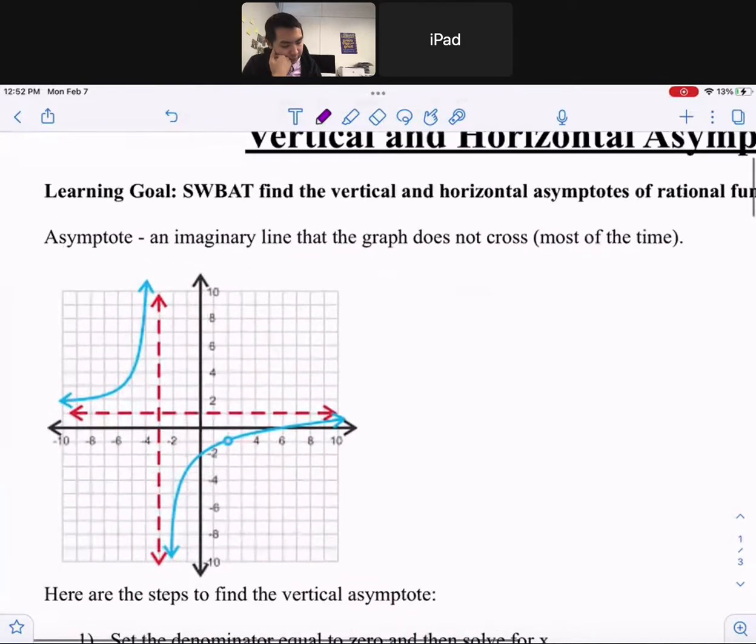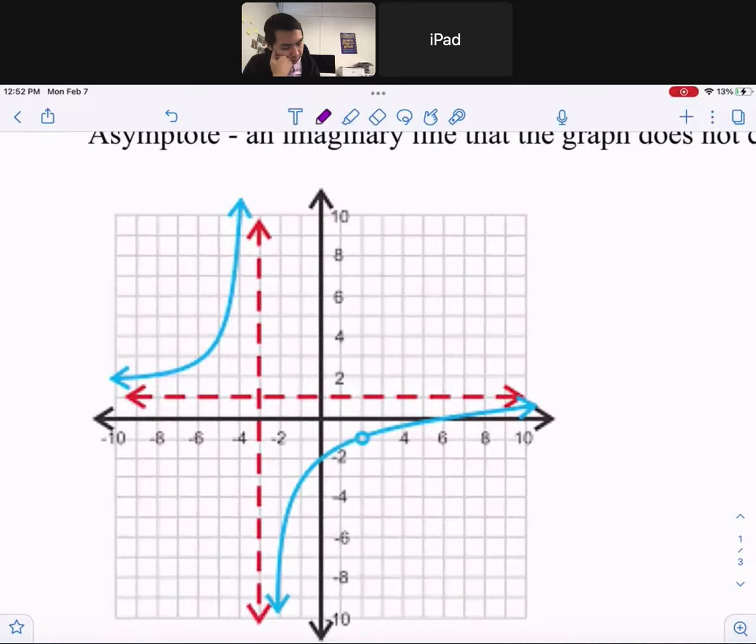If you look at the blue lines, notice that this graph will never cross that dotted line. No matter how far you go to the right, it will not cross it. Even if you go up on the graph, it will never cross this dotted line. No matter how much this goes up, it will never cross that dotted line.